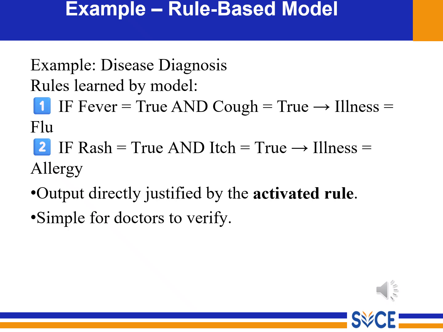Okay, the next one, the rule-based model. Now students, I will take a medical example. If you have fever and a cough, maybe flu. If you have rash and itching, maybe allergy. So, very simple. If-then rules.